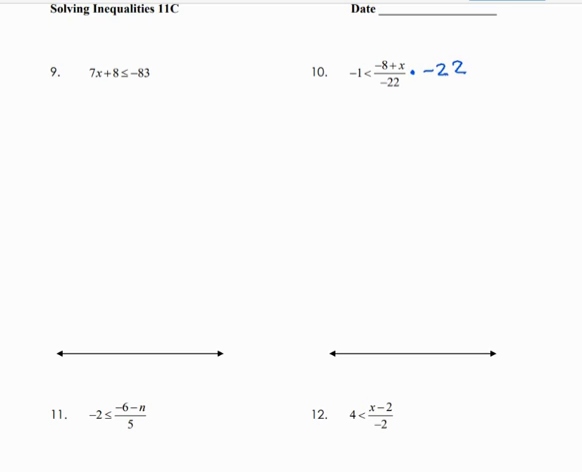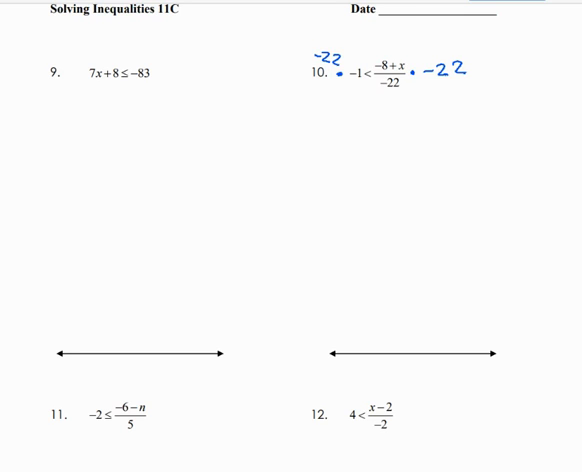So what we actually want to get rid of here is the negative 22 first. So we get rid of denominators first if possible. So it was saying divide by negative 22. So to undo that, I'm going to multiply by negative 22. There's not a ton of room over here, so just understand that we're multiplying both sides by negative 22.